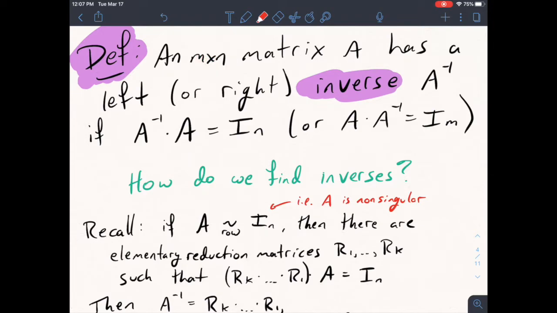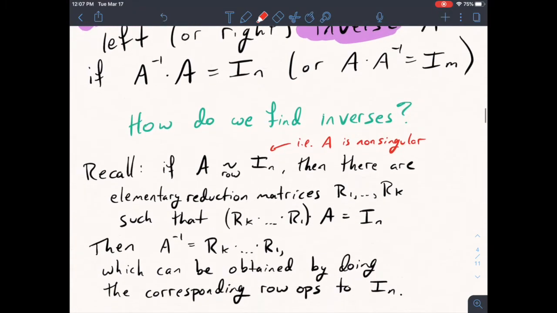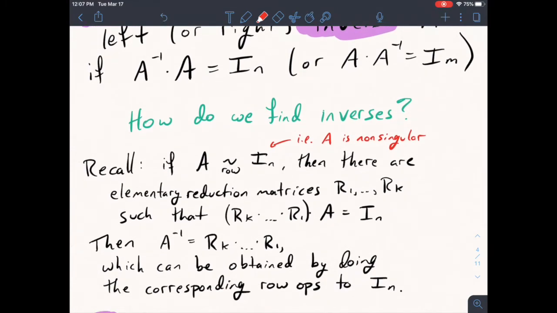Okay. All right, cool. So I told you how to use inverse matrices. How do we find these? So we're going to use some material that we talked about in the previous section. Let's say that A is row equivalent to the n by n identity matrix. Using some terminology that we talked about before, this says that A is a non-singular matrix. So if A is a non-singular matrix, you could row reduce it to the identity matrix.